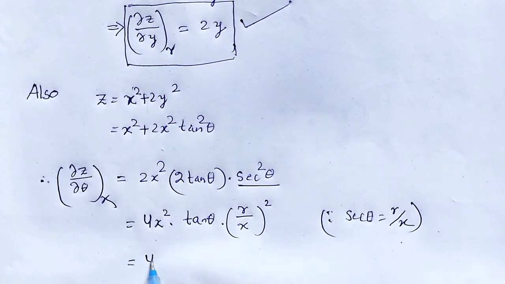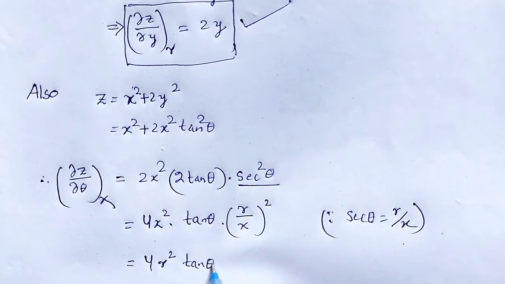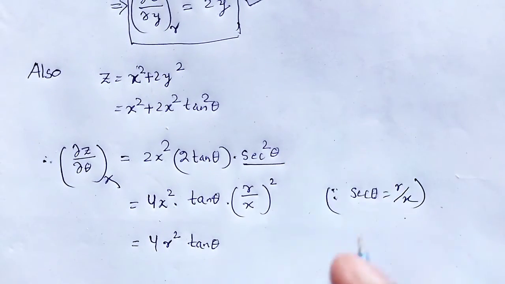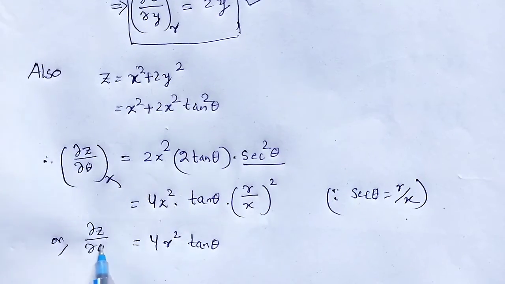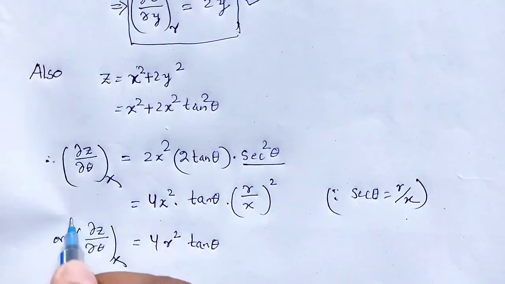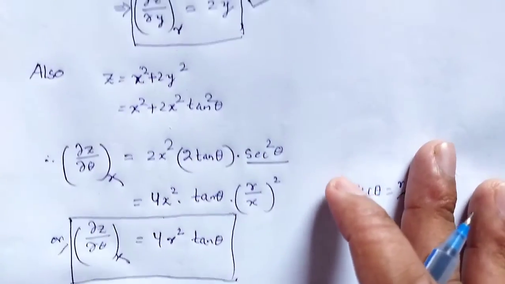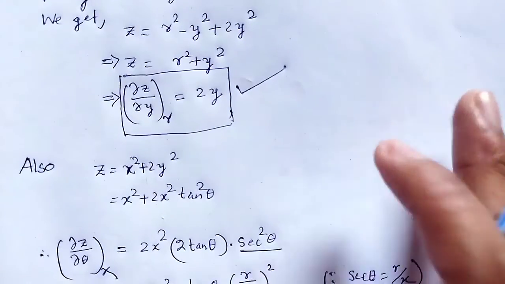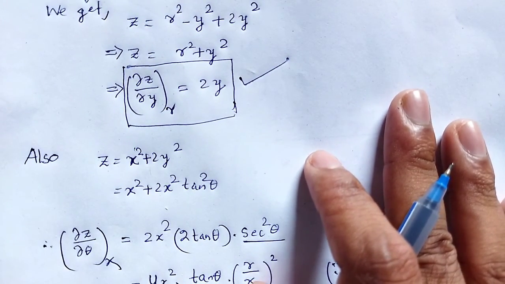Then 4 r square tan theta, x square cancels out, or del z by del theta whereas x is constant. This is the second result of the given question. Then we find these two results by using the concept of variable to be treated as constant.